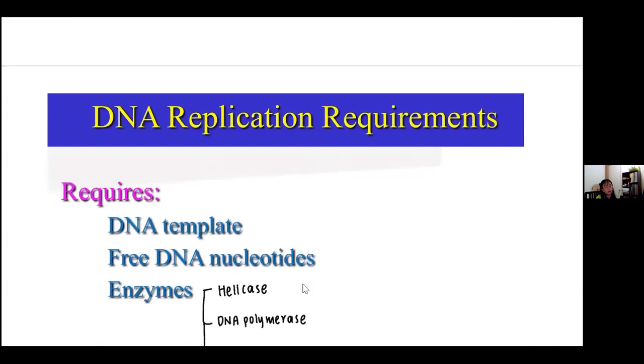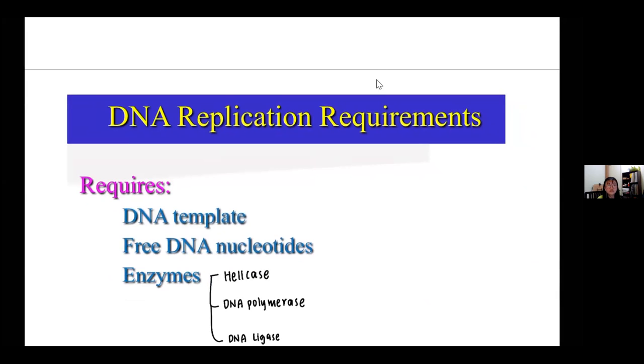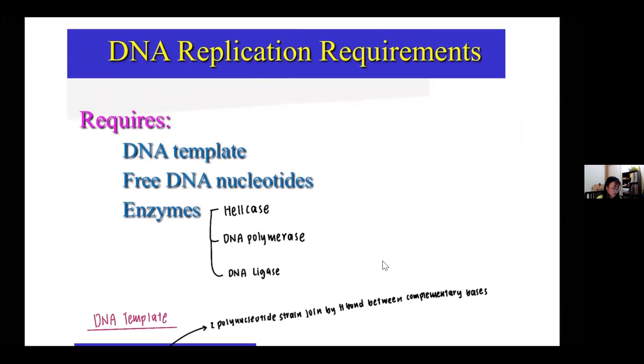So now I will talk about DNA replication. Before that, I will talk about the requirements for DNA replication. DNA replication requires DNA template, free DNA nucleotide, enzymes like helicase, DNA polymerase, DNA ligase, and one more is primase.